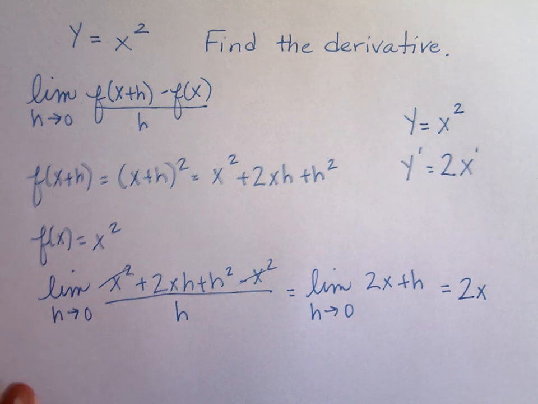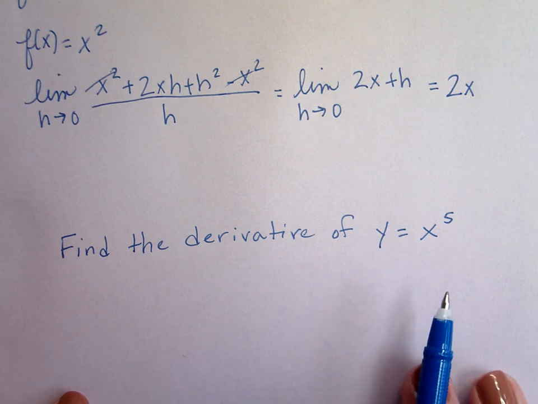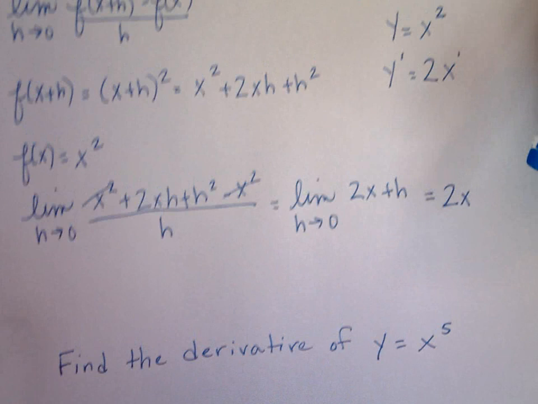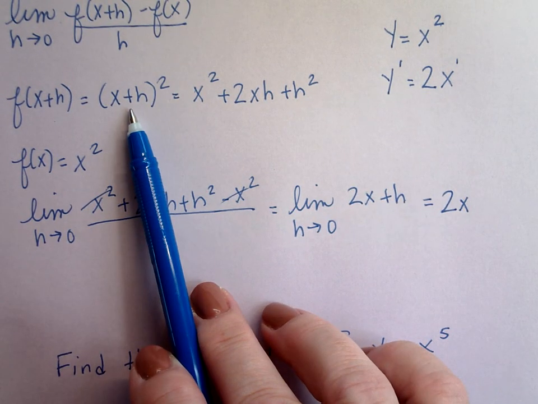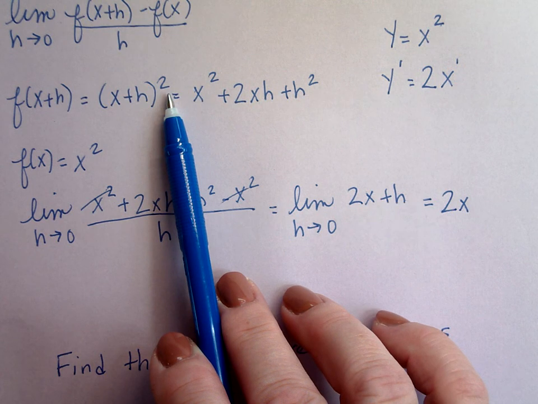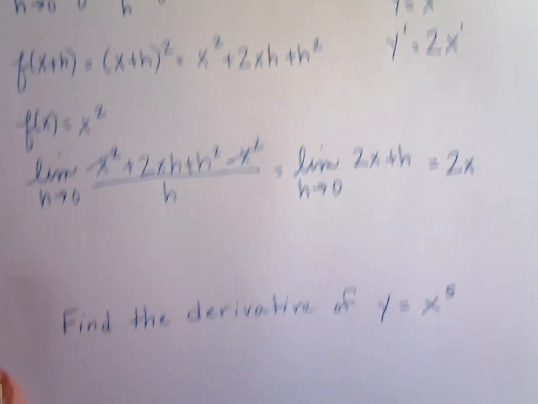So how about something like this? What if I wanted you to find the derivative of x to the fifth? Now think about that back in this problem that we just did using limits. If I were to use the limit definition, if I had to find x plus h to the fifth power, that would be a hot mess. That would be a ginormous amount of work. Could we do it? Sure, you could do it. But it's going to be a whole lot of work to get there.